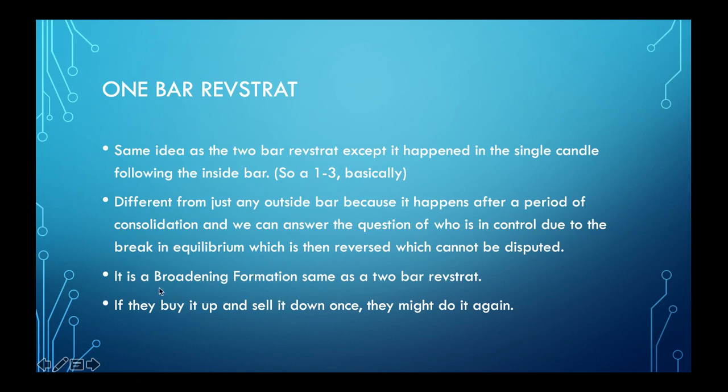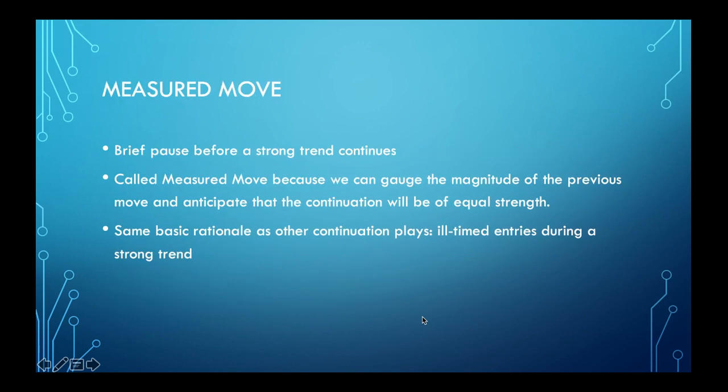We have a one, and then we have a three. So we took out the high and the low. There's a high to a higher high, a low to a lower low. By definition, a broadening formation is occurring when there's a two-bar rev strat or a one-bar rev strat. If they buy it up and sell it down once, they might do it again. And Rob talks about that all the time. Measured move, that's another actionable signal.